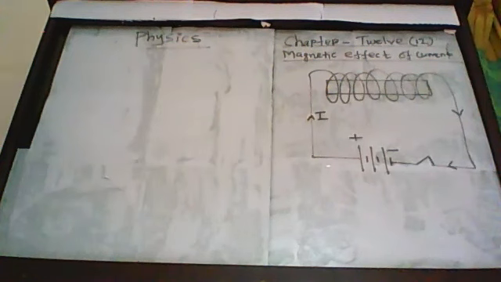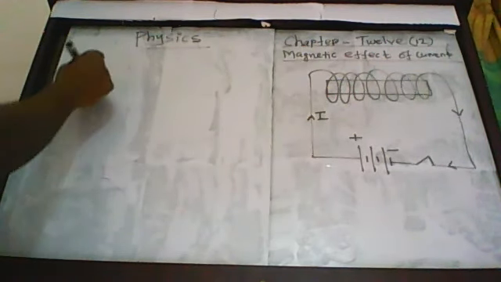I repeat, when electricity passes through any electric wire, this may be copper wire, this may be silver wire, any kind of electric wire, then this wire behaves like a magnet, and this is known as the magnetic effect of current. This concept was first introduced by scientist Oersted through his experiment, which is called Oersted's experiment. So I'm going to discuss Oersted's experiment. Oersted first took a piece of paper.